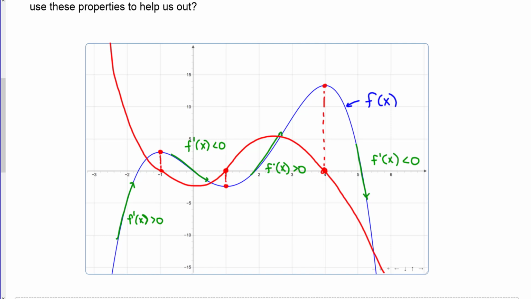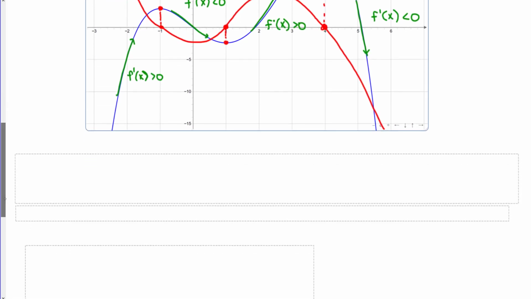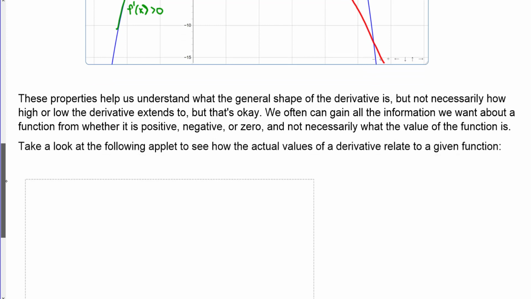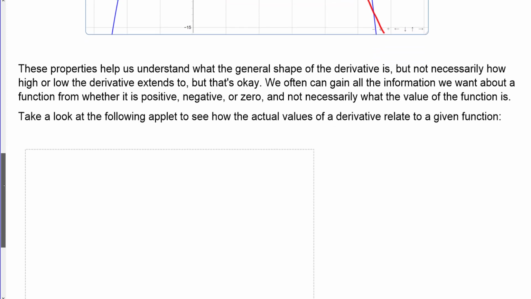If I give you the graph of a derivative, you could produce the potential function by locating where the minimums and maximums of the functions would be, and where the function would be increasing or decreasing. Now, let's take a look at an applet to see how the actual values of a derivative relate to a given function. Because if you want to see exactly how that works out, we need to have aid in the calculation here.